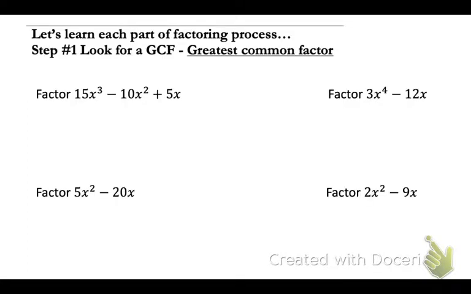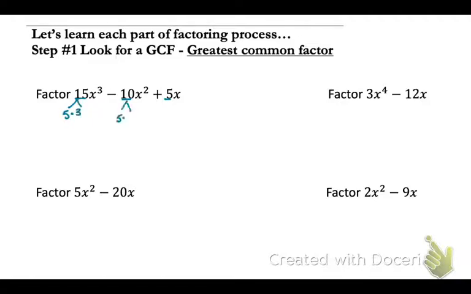Let's look at just the first step. I have a trinomial here, 15x to the third minus 10x squared plus 5x, and I'm going to use this to demonstrate how to factor out a greatest common factor. The first thing you're going to do is look at your coefficients, your whole numbers: 15, 10, and 5. What's the biggest number that will go into all 3 of those evenly, if there is one? Well, I'm saying it's 5.